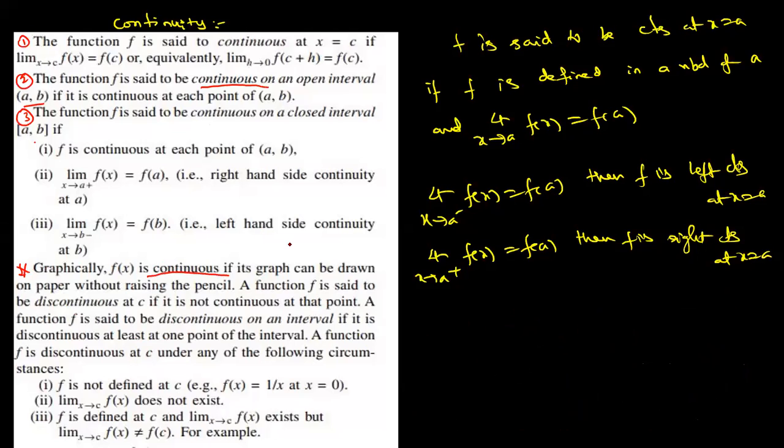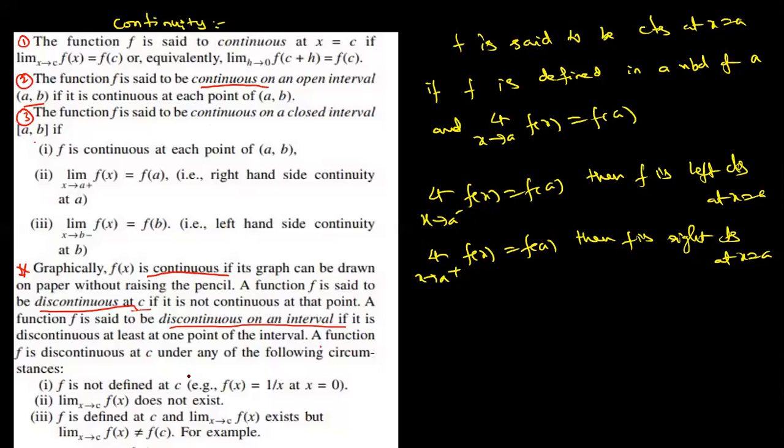A function f is said to be discontinuous at x equal to c if it is not continuous at that point. Dear students, if it is not continuous, it is discontinuous. For an interval, a function f is said to be discontinuous on an interval if it is discontinuous at at least one point on the interval. A function f is said to be discontinuous at c under any of the following cases.